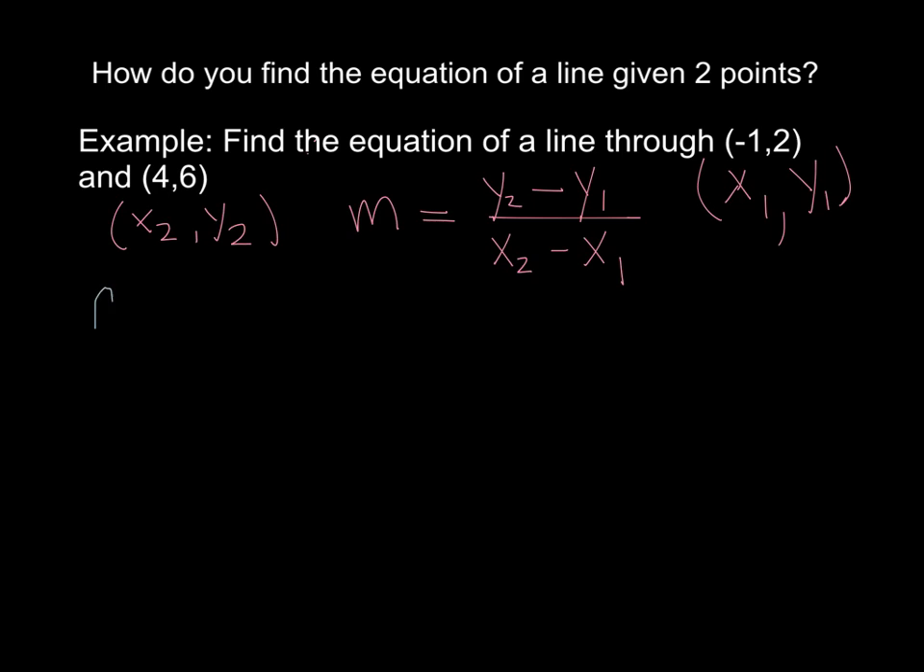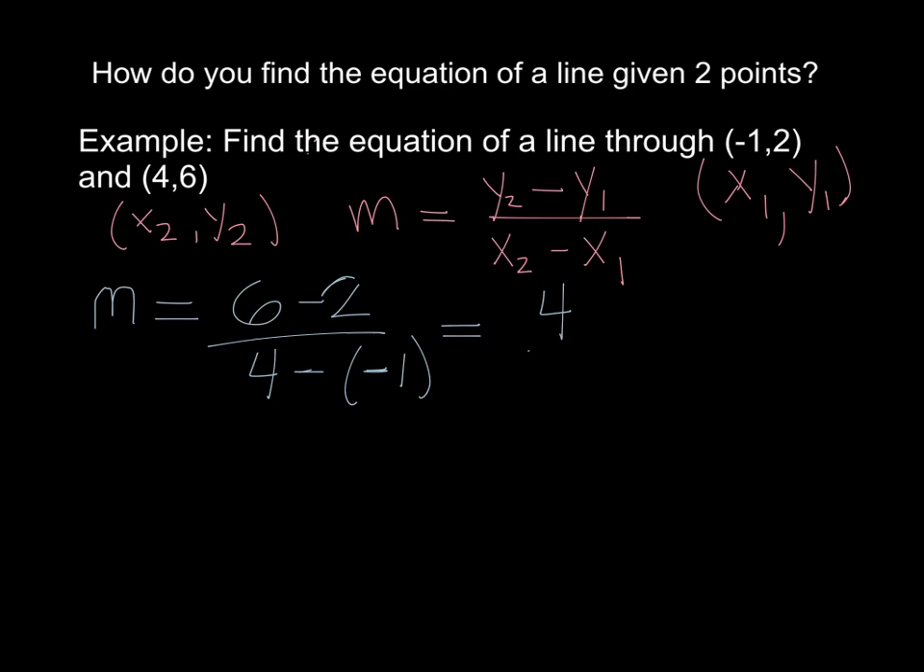We're going to get m equals y2, which is 6, minus y1, which is 2, over x2, which is 4, minus x1, which is minus 1. Now you'll notice here you have to be really careful with your signs. So 6 minus 2 is going to give you 4. 4 minus minus 1 is going to give us 5, and we have a slope of 4/5. So we know this is one piece of information.